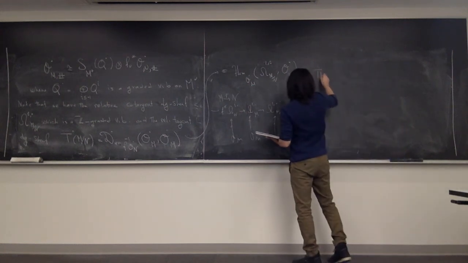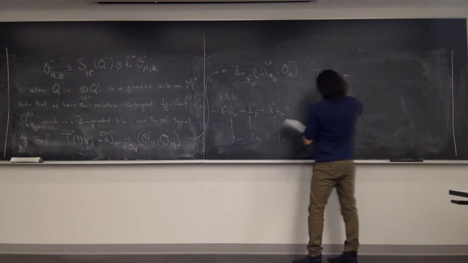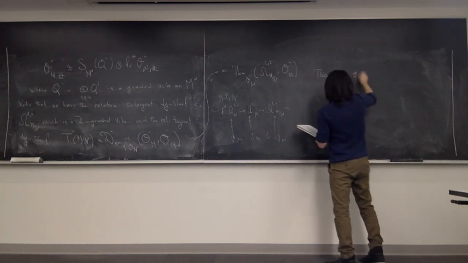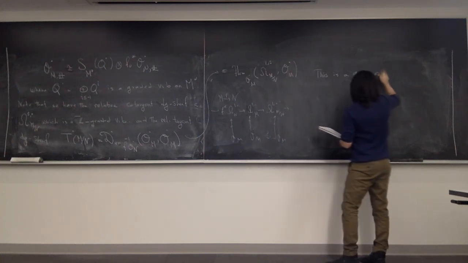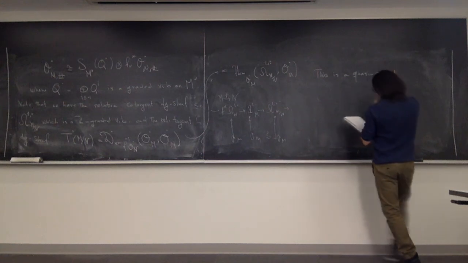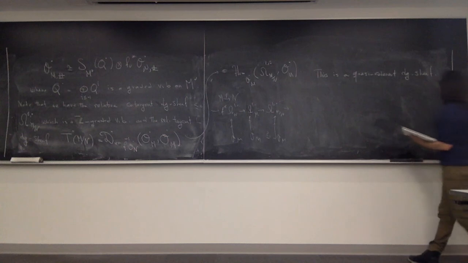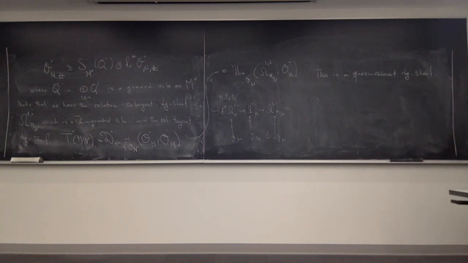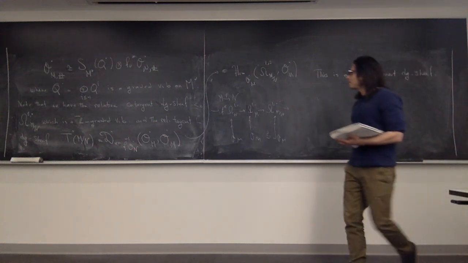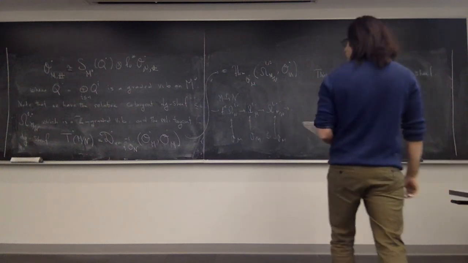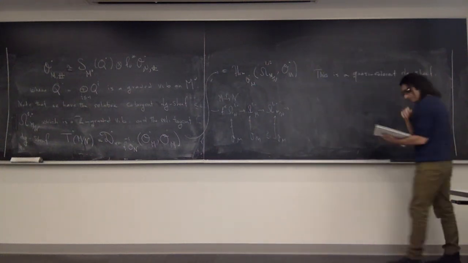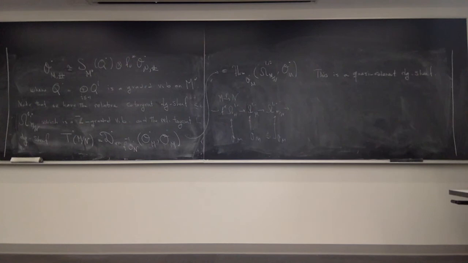This is a quasi-coherent DG sheaf. It's bounded above with our notation. Okay, maybe 2 more minutes.